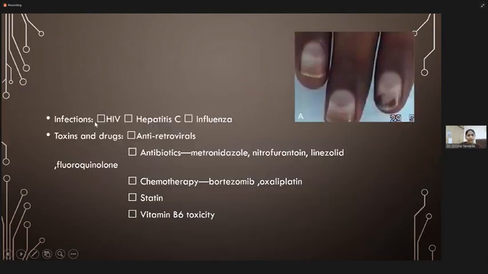The other infections we all know is HIV. It can be because of the infection per se or because of the drugs, antiretrovirals like protease inhibitors and didanosine, which can cause small fiber neuropathy. Similarly, hepatitis C. In hepatitis C, one-third of the patients can have cryoglobulinemia, and this cryoglobulinemic vasculitis is also one of the examples of a small fiber neuropathy. Influenza or post-influenza immune-mediated small fiber neuropathy. Antibiotics, the common ones are fluoroquinolones, metronidazole, nitrofurantoin for the urine infections. So all of them can cause small fiber neuropathy.